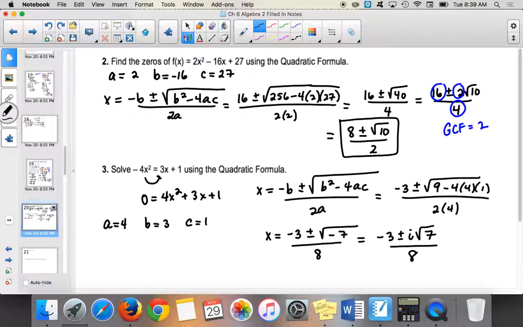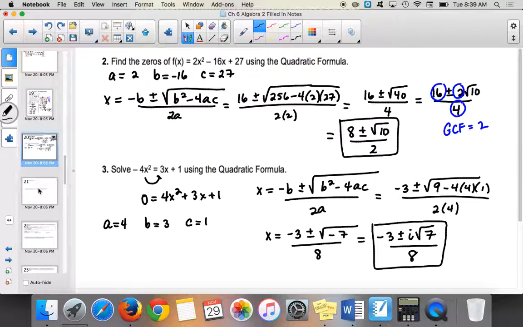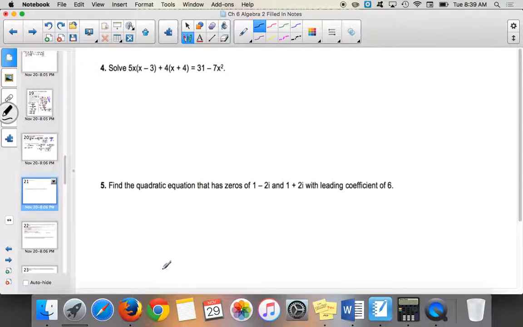Does this make sense? Feeling okay with this stuff? All right. So it can look a little bit more complicated. This one looks more complicated, right?